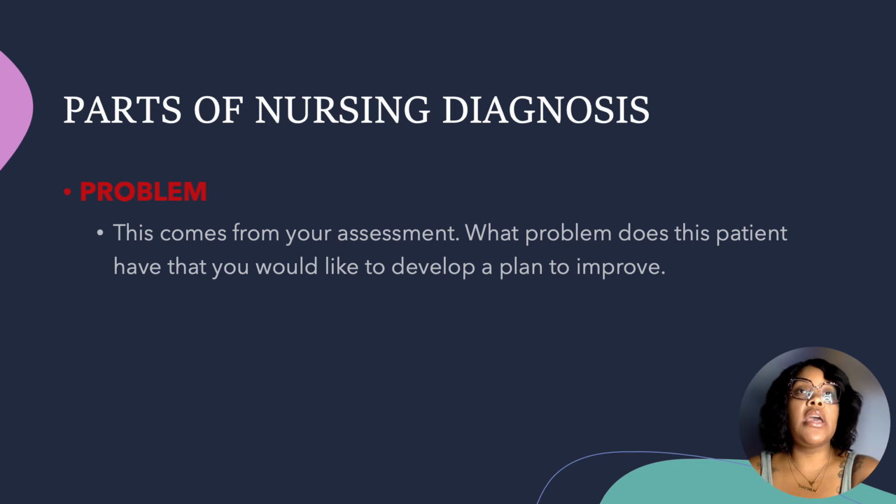A problem could be, like we said earlier, impaired swallowing, or if the patient has impaired gas exchange. Remember, your problem is going to come from the NANDA list. You're basically going to assess your patient, then look at your NANDA list and say, yep, this goes with the problem that the patient has. So the problem part is already done for you. Just pick one that matches the assessment.